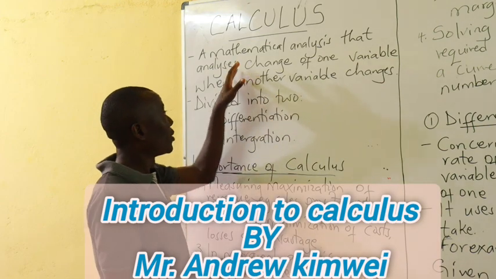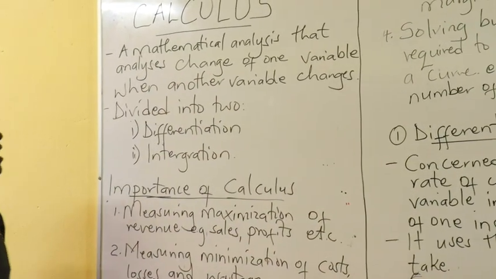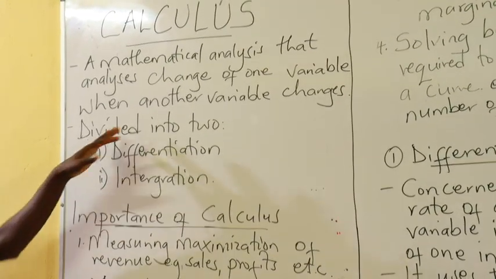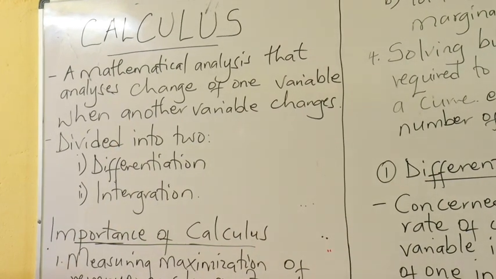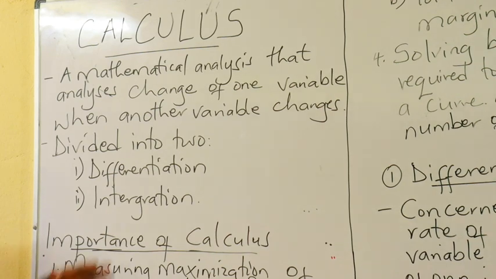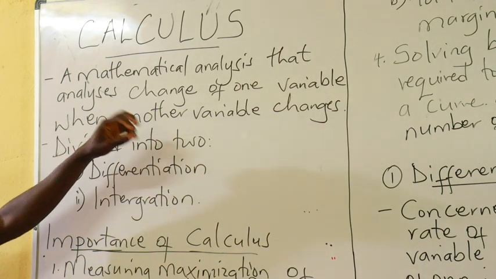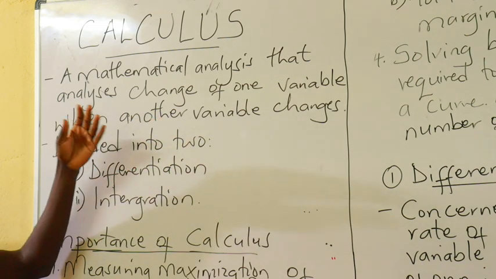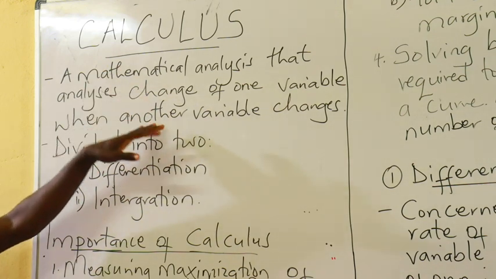So to start with, calculus is a mathematical analysis that analyzes the change of one variable when another variable changes. Normally we have two types of variables, which are usually the independent variable and the dependent variable. When we analyze the rate of change, or the way one variable, which is usually the dependent variable, changes in relation to the independent variable, then that is what we refer to as calculus.